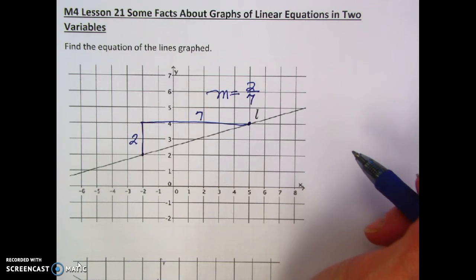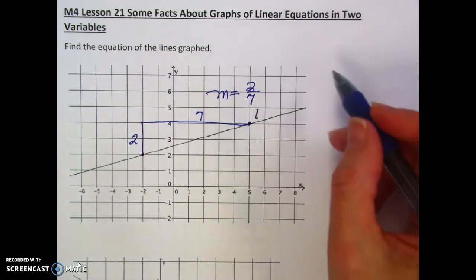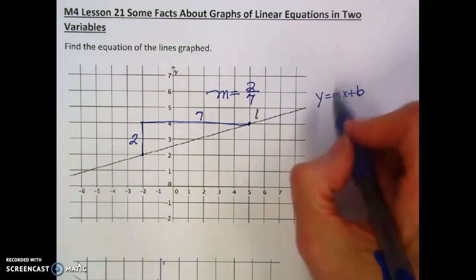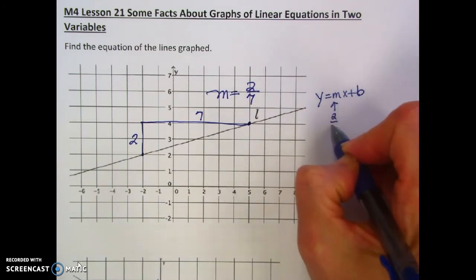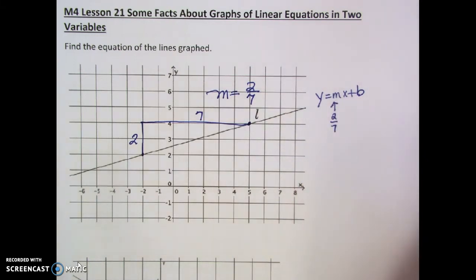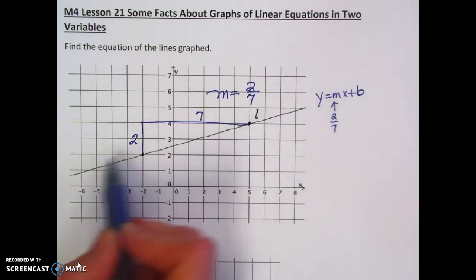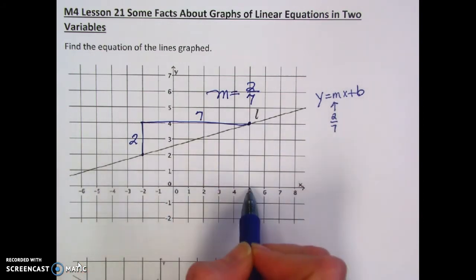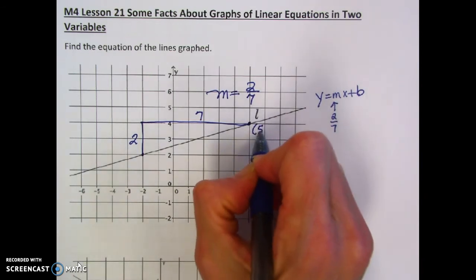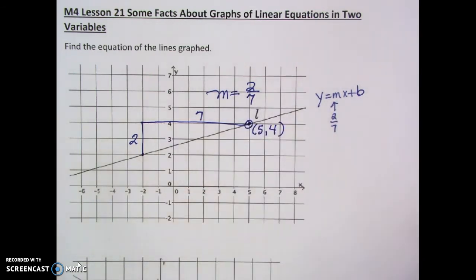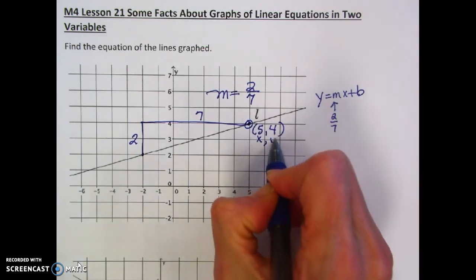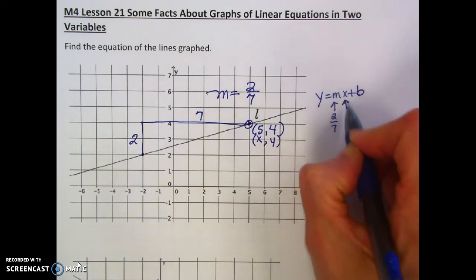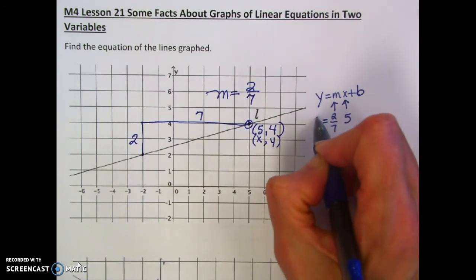My y-intercept I'm going to find by using the equation y equals mx plus b. I'm going to substitute my slope in of 2/7 that I just found, and I'm going to use a coordinate from this line. I can use any coordinate from this line. So I'm going to use this one right here. It is 5, 4. This point right here is 5, 4. Remember, my first number is my x, my second number is my y when I have a coordinate. So I'm going to substitute in for my x, 5, and for my y, 4.